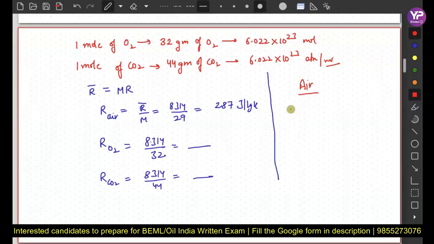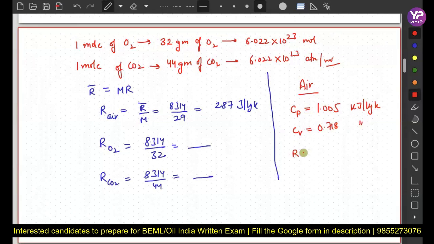For example, the first value is the CP. What is CP? Specific heat at constant pressure. What is the meaning of that? I will tell you later on, because it is not a part of today's class. So it has a value of 1.005 kilojoule per kg Kelvin. Then we have CV, that is 0.718.